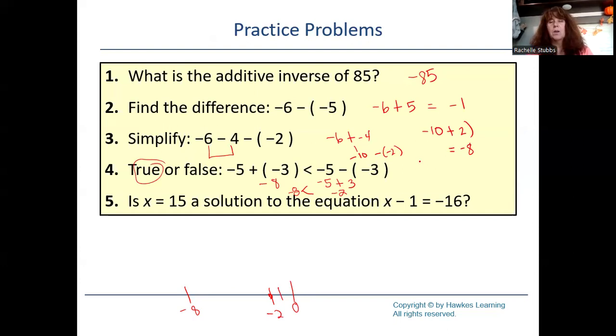And finally, we're going to see if this is a solution. If x is 15, is it a solution to this equation right here? So I'm going to substitute my 15 into there. Well, 15 minus 1 is really just 14. Does 14 equal a negative 16? No, this is not a solution.